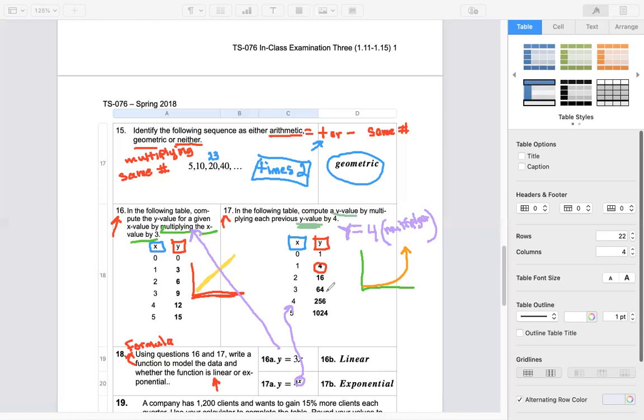16 times 4 is 64. 64 times 4 is 256, okay? To the x, this is my exponent. So if it was the second term, it would be squared. If it was the fourth term, it would be to the fourth. That is the formula that you have in your notes for exponential growth: starting value times the multiplier to the x. And that's where this x comes in as the formula for exponential growth.